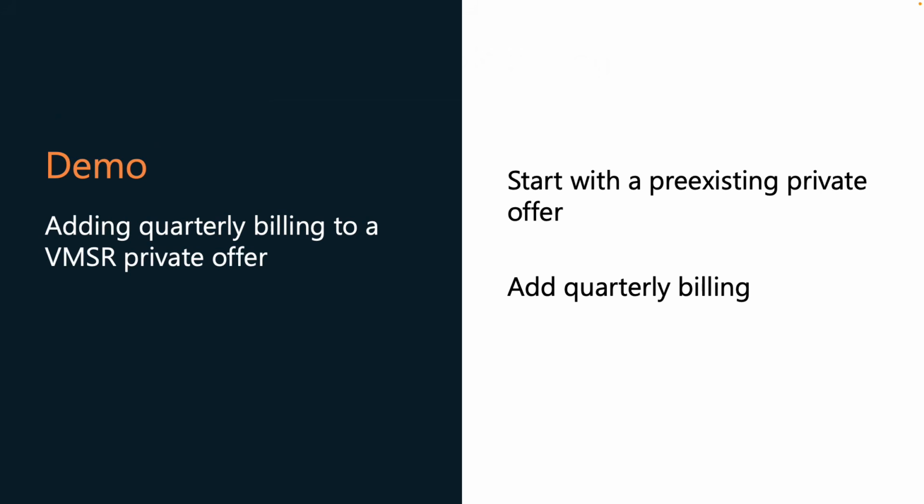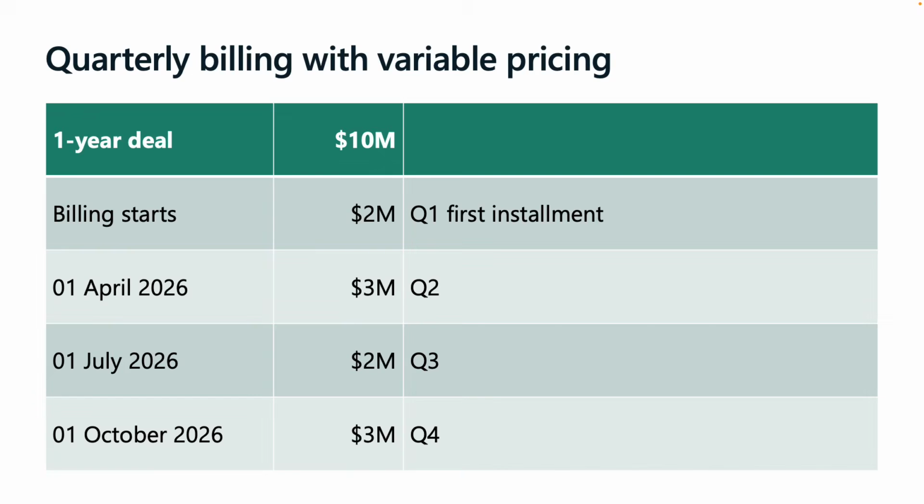Let's get started. Here's the flexible billing plan we'll create. We have a 1-year deal for $10 million billed quarterly. It has variable pricing for the remaining installments. Let's set this flexible billing schedule up in Partner Center.